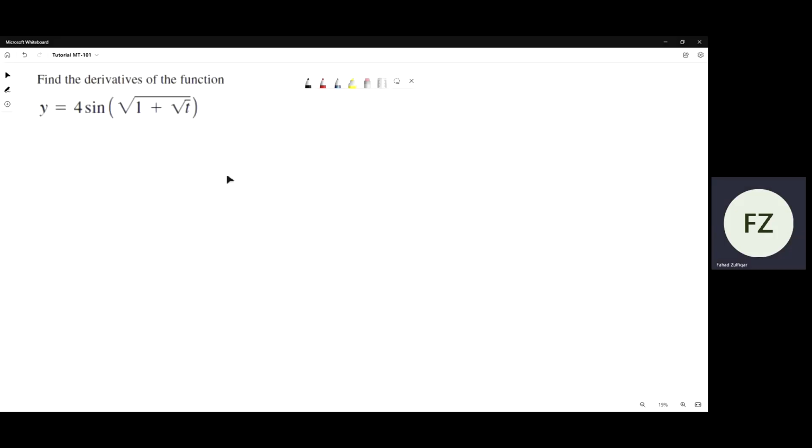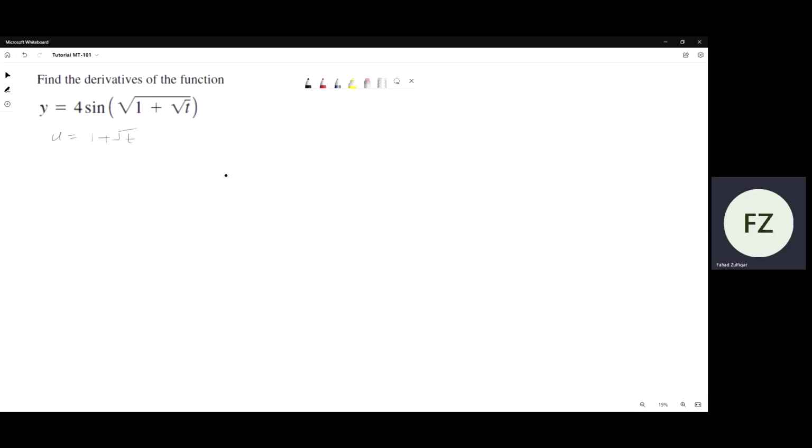A function y equals to 4 sine under root of 1 plus under root of t. We have to find the derivative of this function. So in such a case, we normally apply chain rule. How can we start? There's a direct method to solve this question, and there's a proper chain rule method to solve this question. So let's say that the function is 4 sine under root of 1 plus under root t. So in this, let's say u equals to 1 plus under root of t.